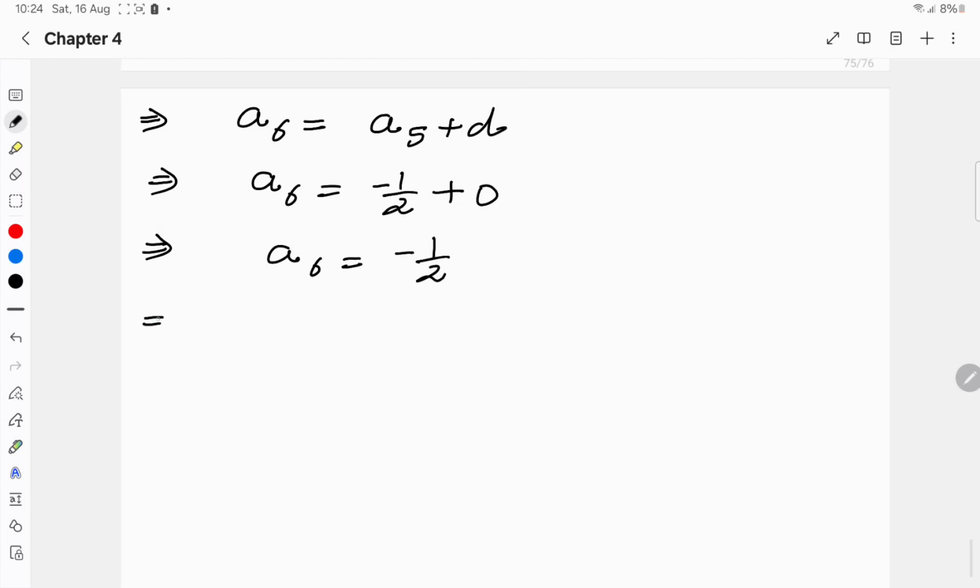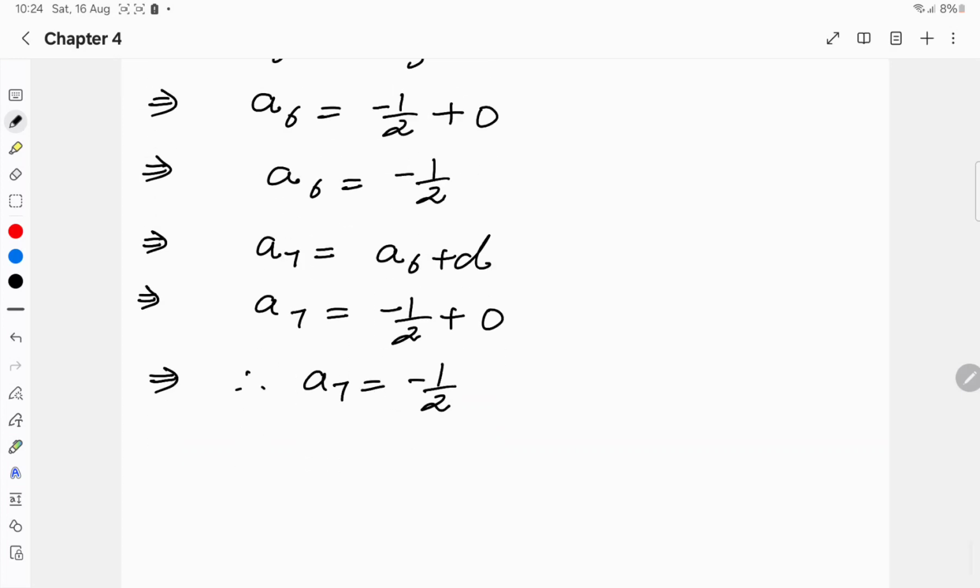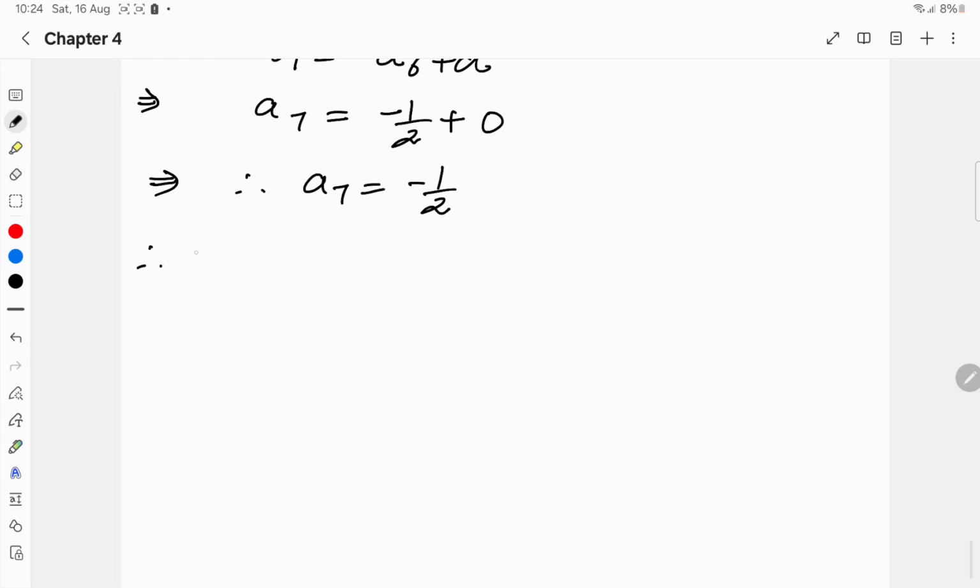अब हमें क्या करना है? Now we have to find out the value of A7, that is A6 plus D. Value of A6 is -1/2 and value of D is 0. Therefore A7 is -1/2.